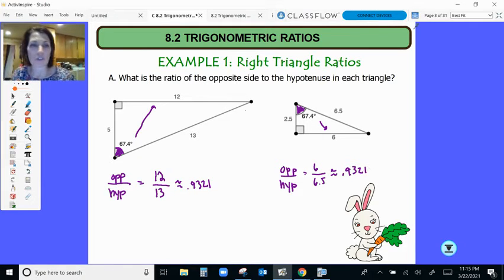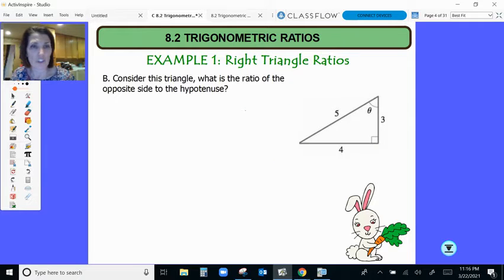And so what you'll notice is no matter what, if we end up with triangles that have these same angles, if this is 90 and that's 67.4, then this is going to be the same angle on this third side, right? So if we have the same angles of a triangle, the ratios of these sides are always going to be the same. And we have special names for those ratios.